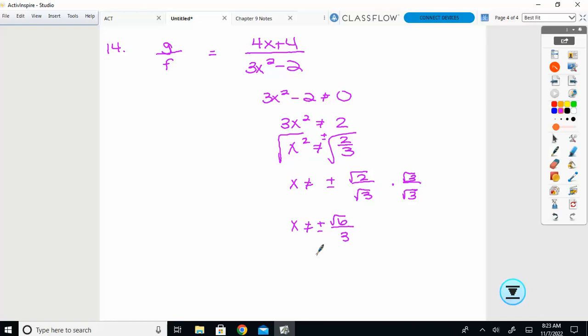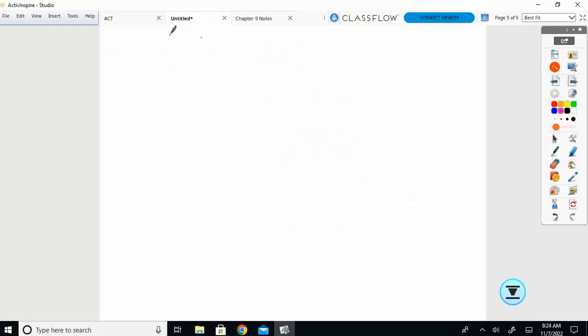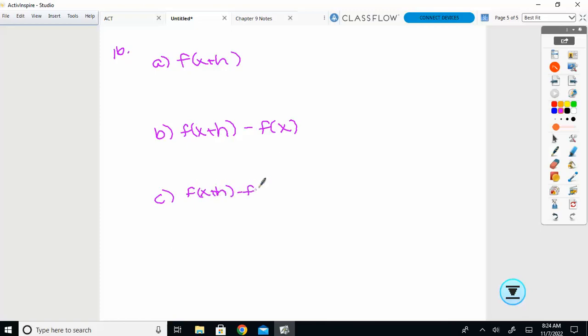Is that all right? Okay. Number 16. All right, if I have this on the test, it would actually be a 3-part question. So I'd say part A, give me f of x plus h. Part B, give me f of x plus h minus f of x. And part C is the whole thing.